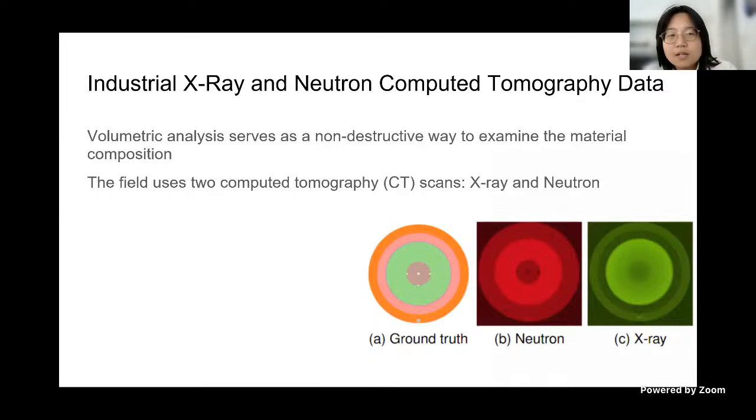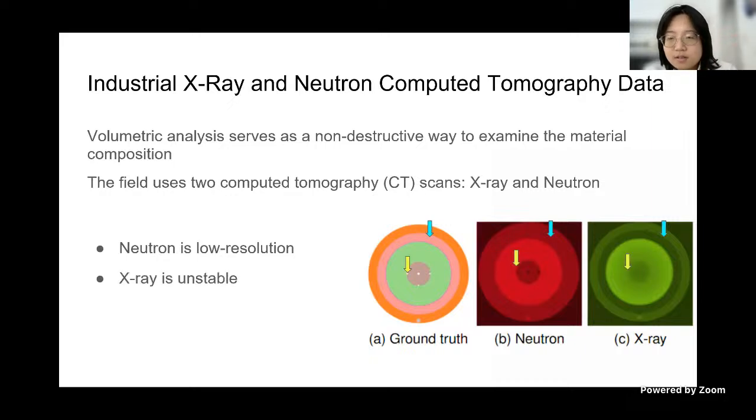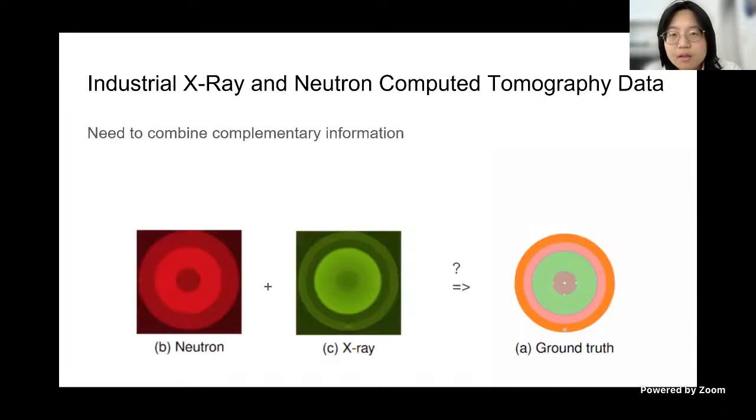Therefore, volume analysis serves as a non-destructive way to examine the material composition. The field uses two computed tomography scans, X-ray and neutron, to examine the data. However, neutron is low resolution. As we can see here, it does not extinguish the outermost material, the orange and pink one. While X-ray is unstable, it extinguishes the material at the outermost ring, but it does not detect the innermost holes as indicated by these little white dots in the ground truth illustration. Therefore, we need to combine complementary information.